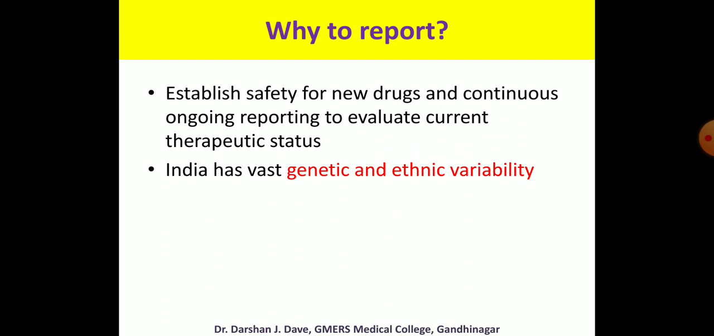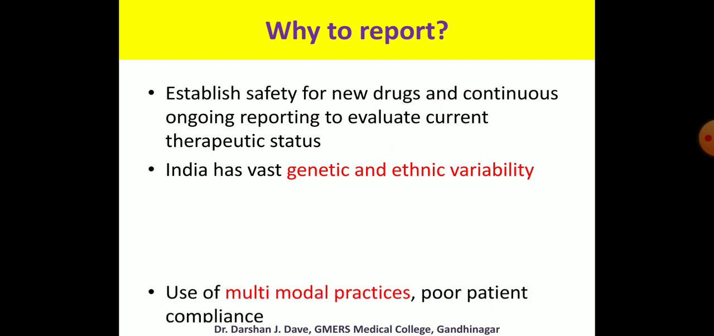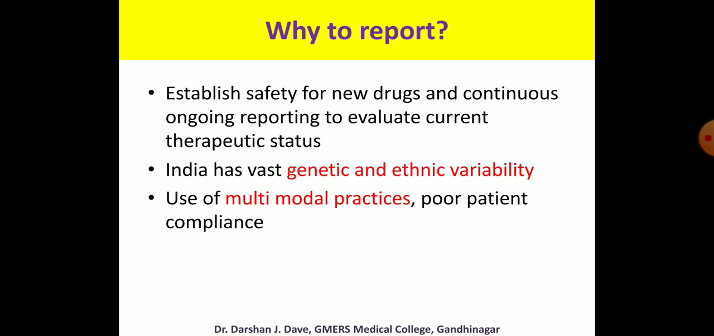The second reason is that, as I have told you, the type B reaction or idiosyncrasy is purely related to the individual genetic makeup, and in India there is vast genetic and ethnic variability. So to identify the development of a particular adverse drug reaction with this ethnic background or genetic makeup is also important. And as I have told you, here we have multimodal practices. The patient is consuming allopathic, Ayurvedic, homeopathic agents simultaneously, and even one specialist is not aware that the patient is taking treatment from other specialties also.